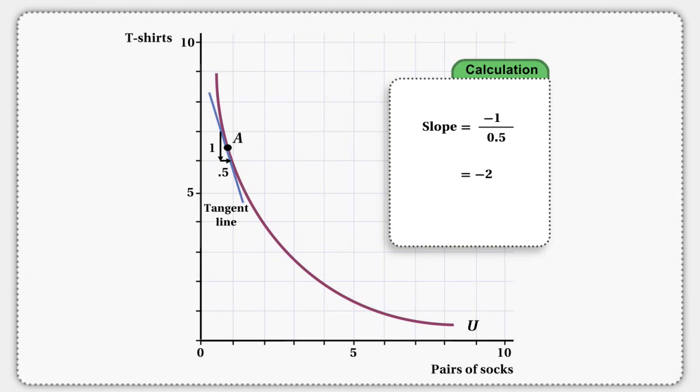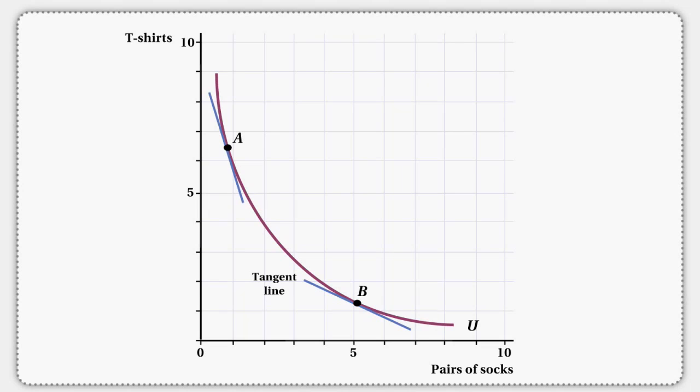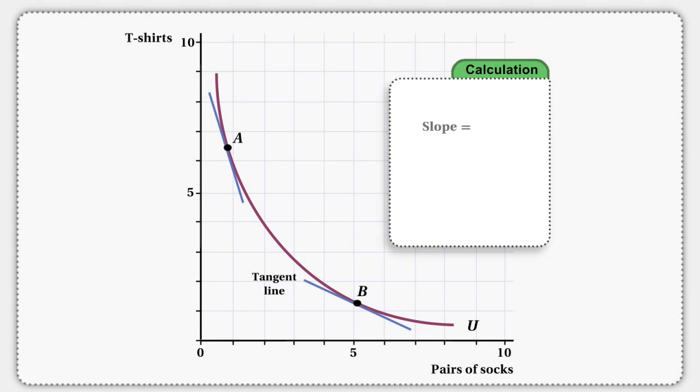Thus, we know that Sarah would be willing to trade 2 t-shirts to receive 1 more pair of socks at point A. We can use the same technique to find Sarah's trade-off between t-shirts and socks at any point on her indifference curve. For instance, if we want to find her trade-off at point B, we first find the tangent line. We can then determine her trade-off between t-shirts and socks by finding the slope of this line.